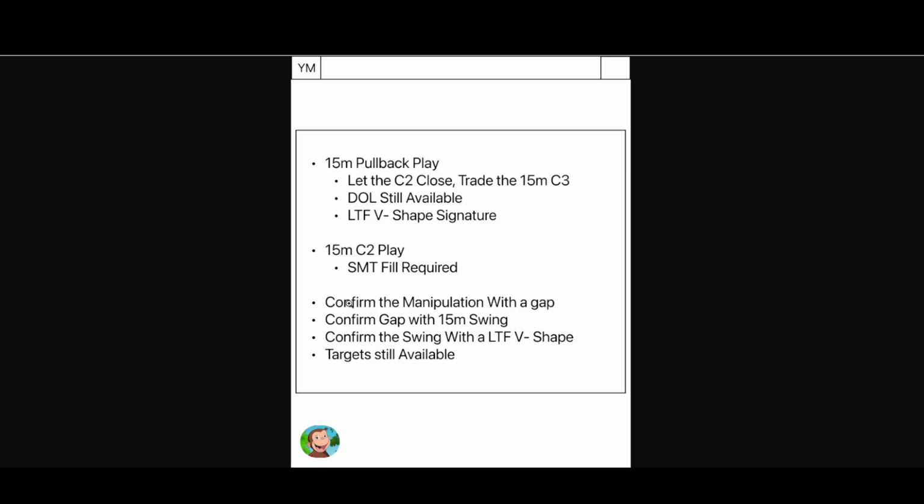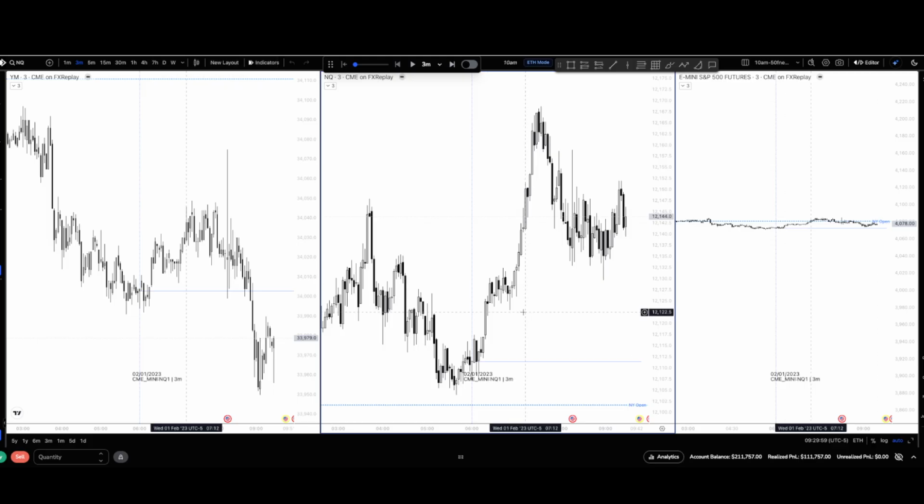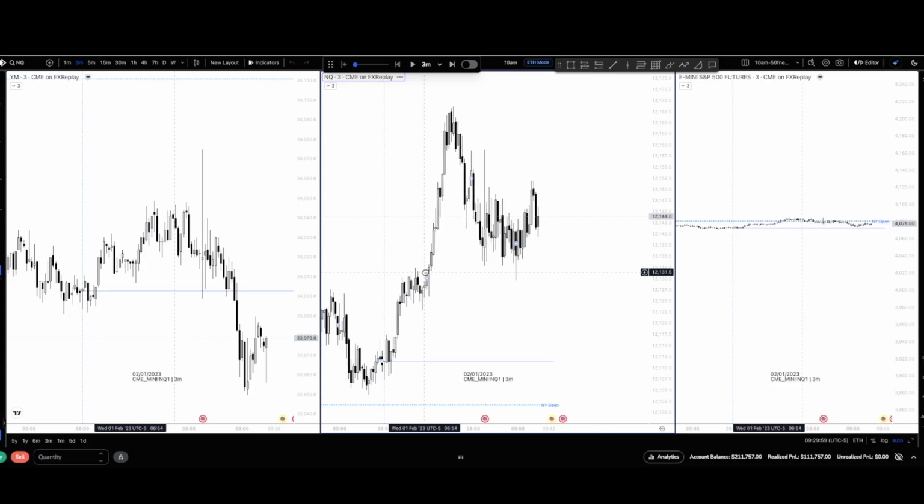And then again, confirm the manipulation with a gap, confirm the gap with the 15-minute swing, confirm the swing with a lower time frame V shape, and targets are still going to be available, and the higher time frame is going to be all exactly the same. Universal models, intraday profile, clear phases in price, and entry signature. Away from that now, let us drop straight into it.